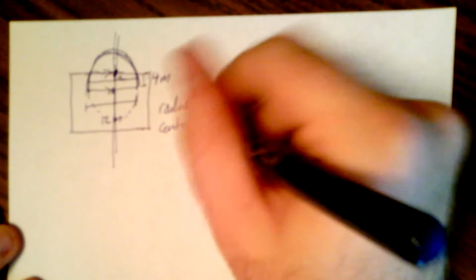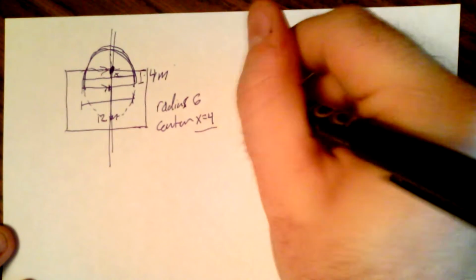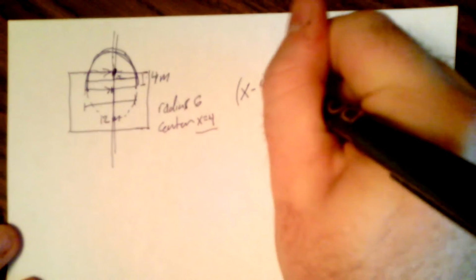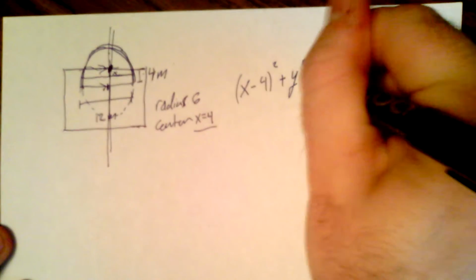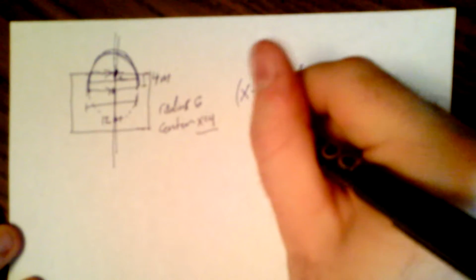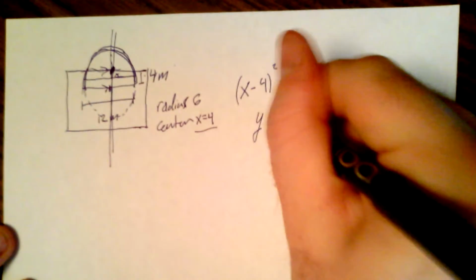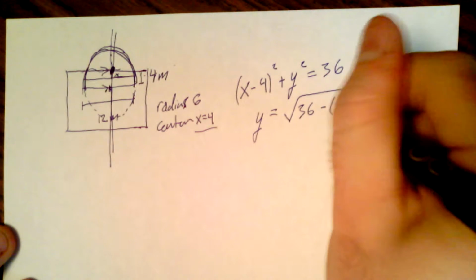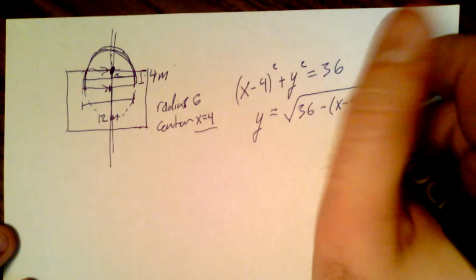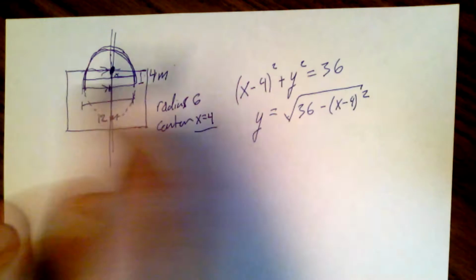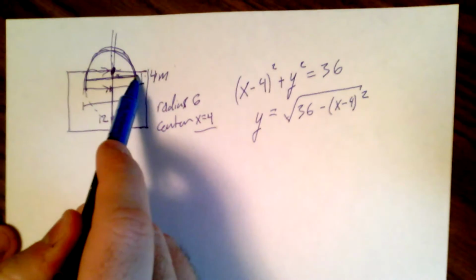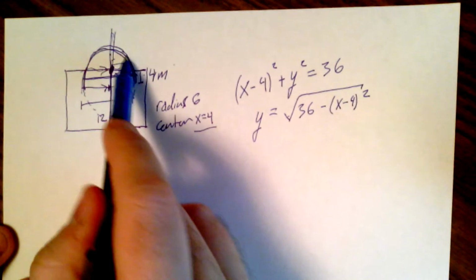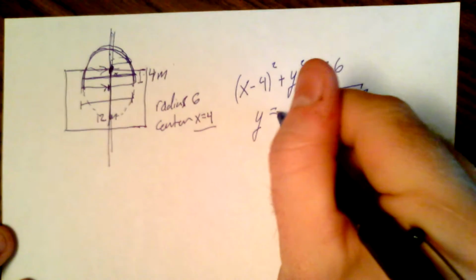A circle that has a center at x equals 4 and a radius of 6 has equation (x minus 4) squared plus y squared equals 6 squared, which is 36, or y is equal to the square root of 36 minus (x minus 4) squared. This is the top half of the circle. Now what we really want is the distance across the circle, and this equation only gives us the distance from the midline to the top of the circle, or the right side of the circle. So we're going to have to multiply this by 2.